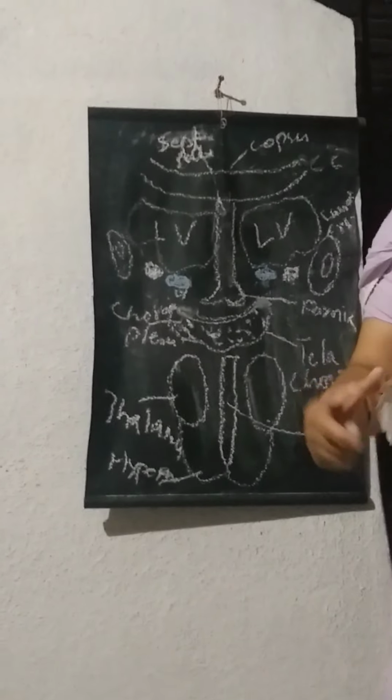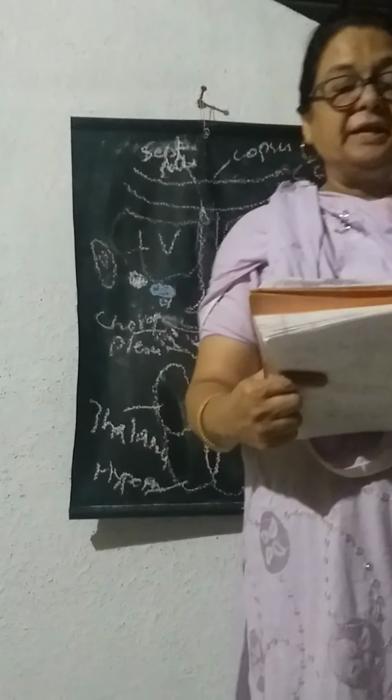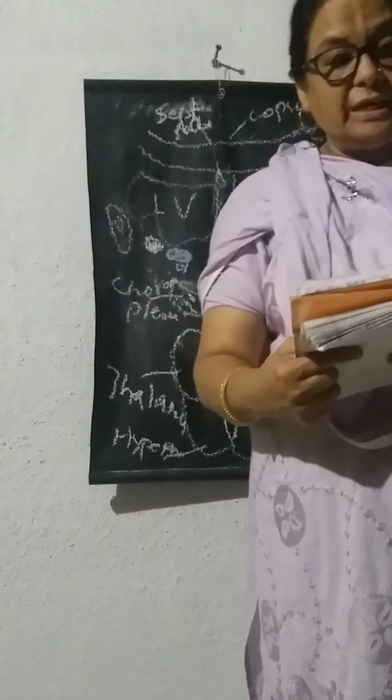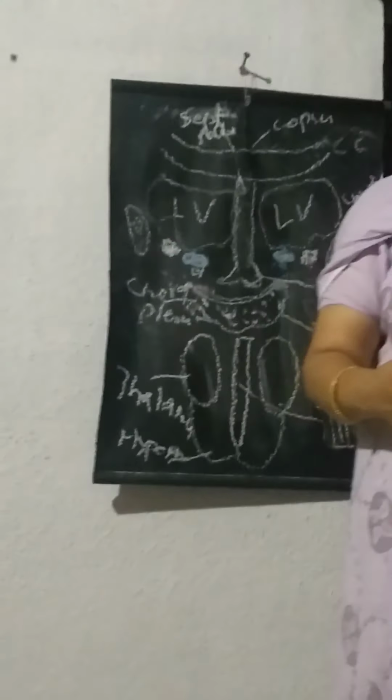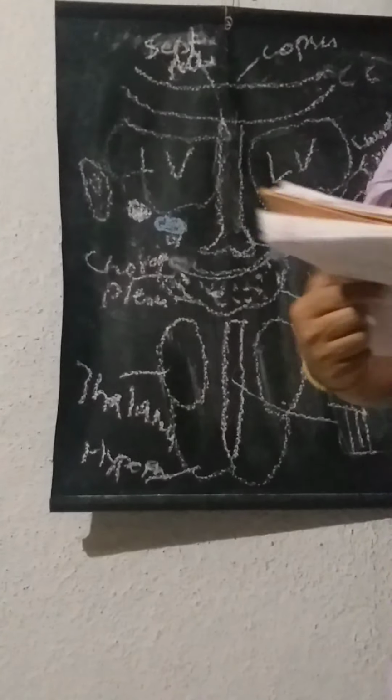Got it? And this anterior horn has boundaries: the anterior boundary, the medial boundary, the roof and the floor. So I'll rub this. I hope you understood the central part of the lateral ventricle.